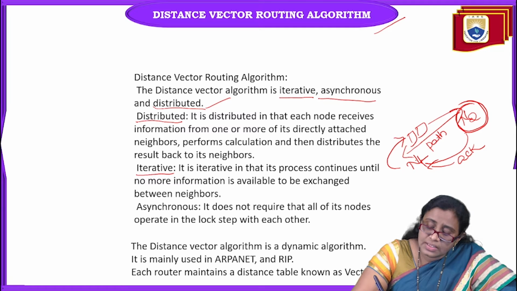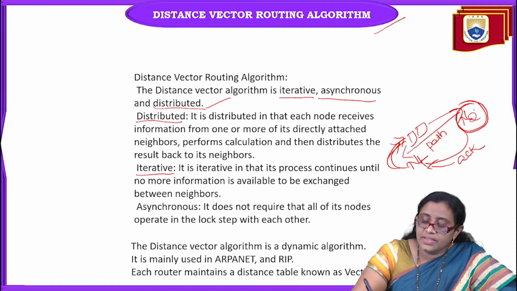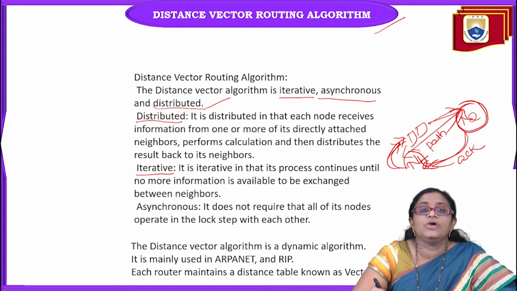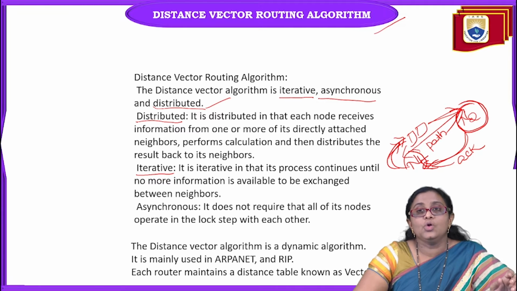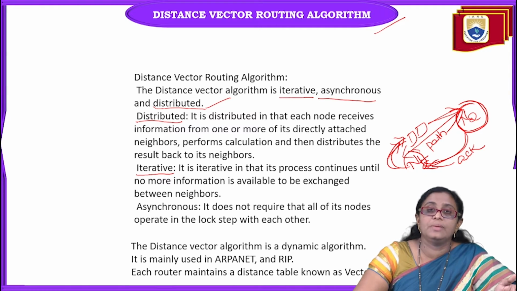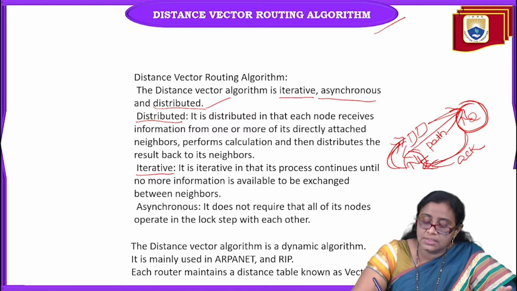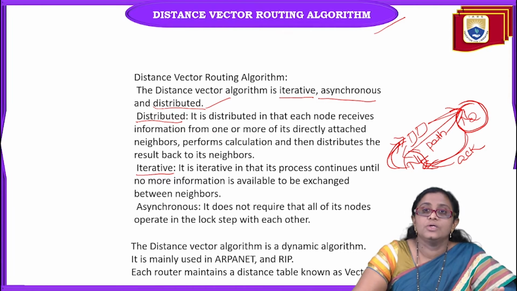If node 1 is continuously sending data packets, and node 2 does not give any acknowledgement to node 1, node 1 is left wondering whether node 2 is able to receive the packets sent by node 1. That is iterative. If you define iterative, it is a process that continues until no more information is available to be exchanged between the neighboring nodes. That means, according to our example, node 1 and node 2.